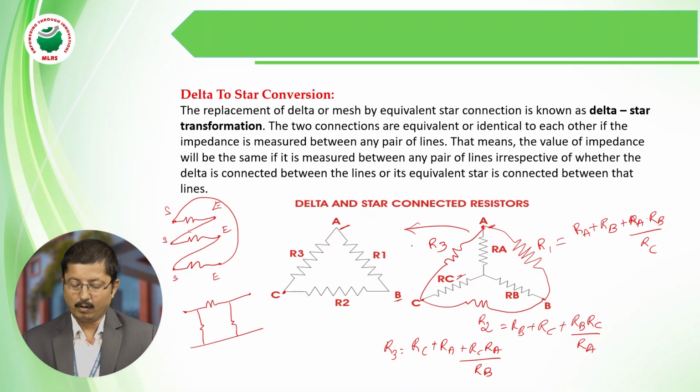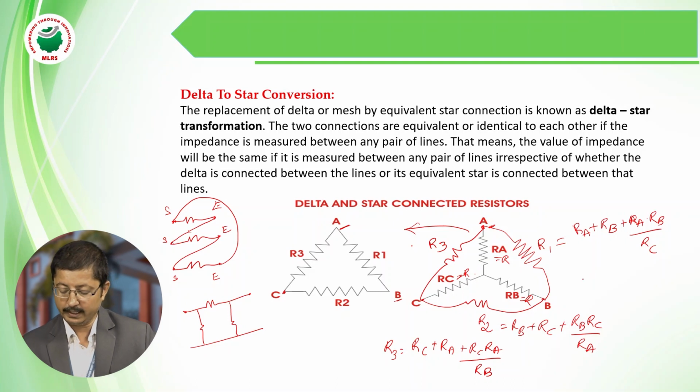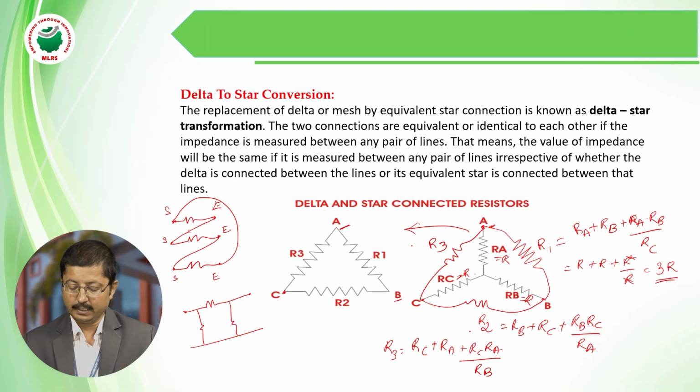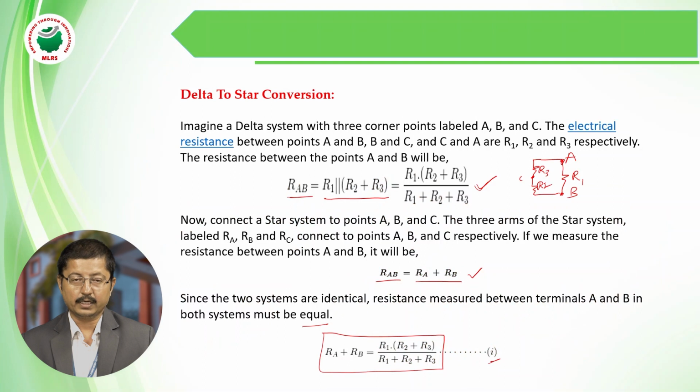If we take all equal values of the star connection, let us take RA equals R, RB equals R and RC equals R, then what is the equivalent delta? The equivalent delta R1 is, substituting equal values, R square divided by R, so the resultant is 3R. That means for conversion from star to delta of equal star values, we get the resultant value as 3R. So this is the conversion from delta to star and star to delta.